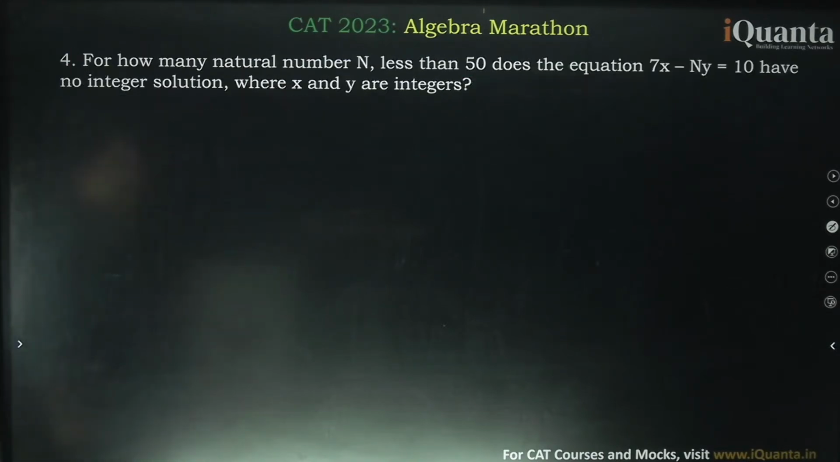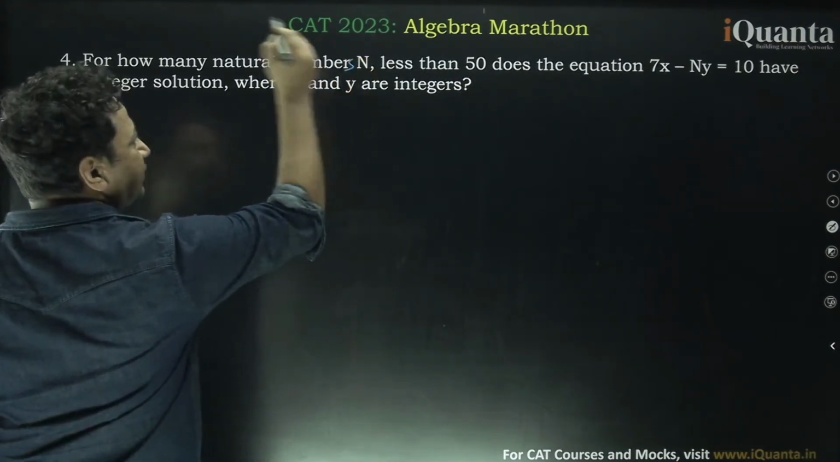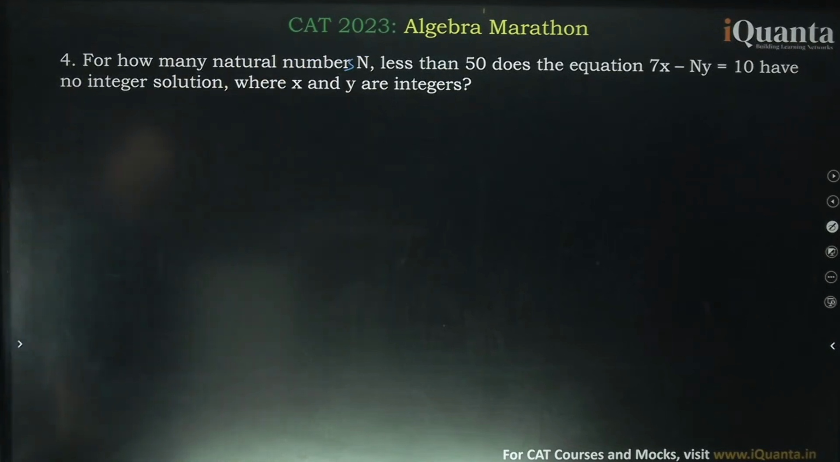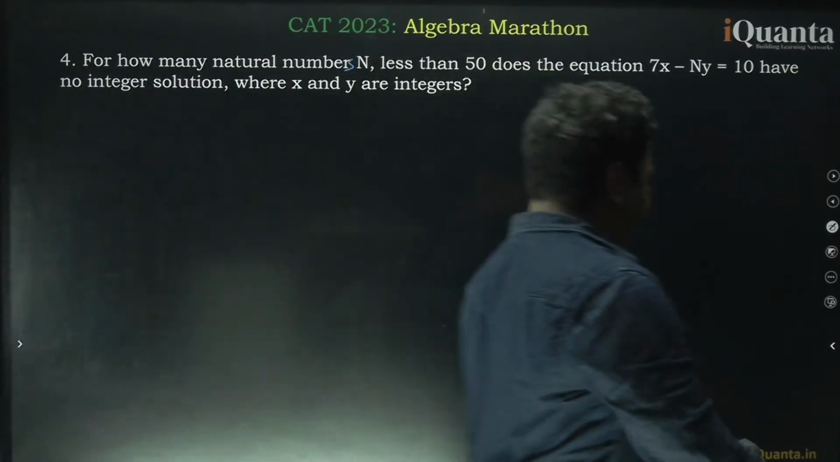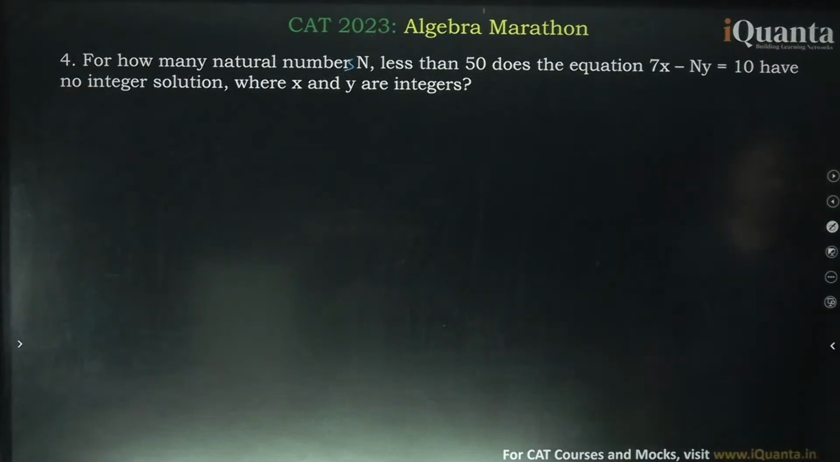That's it. Next one. For how many natural numbers n less than 50 does the equation 7x minus 9y is equal to 10 have no integer solution where x and y are integers? This is an interesting question.